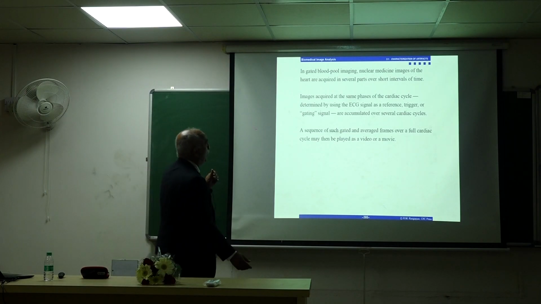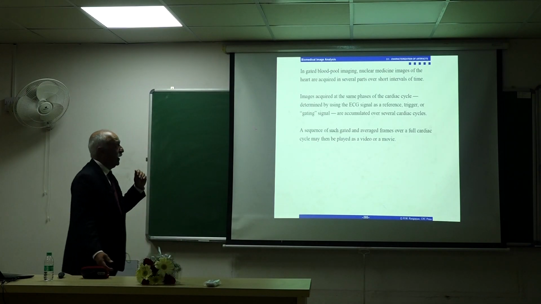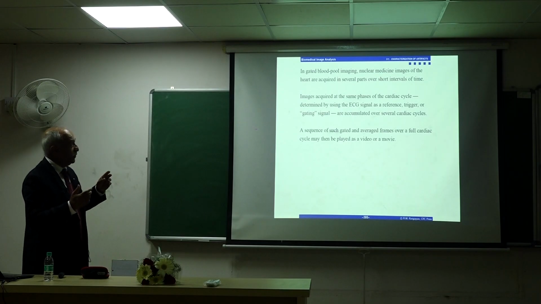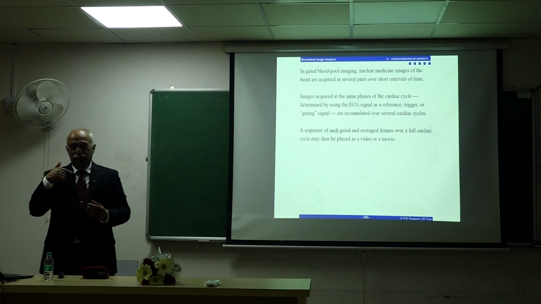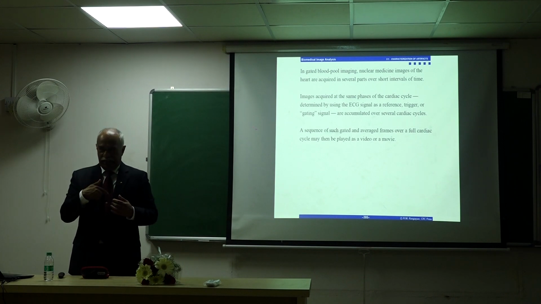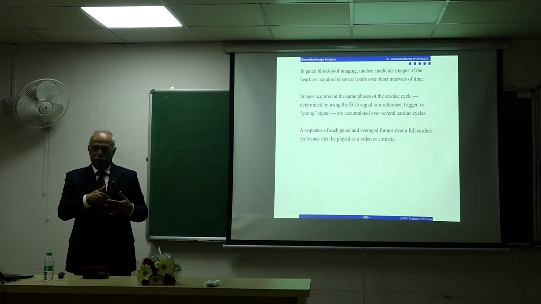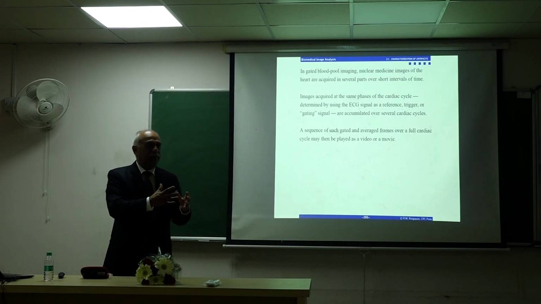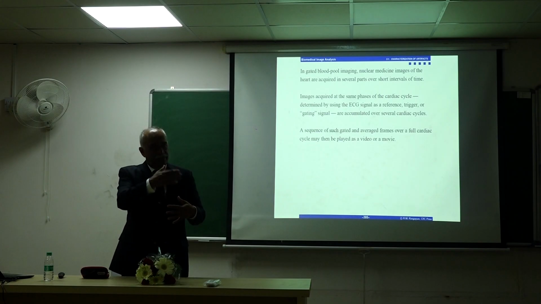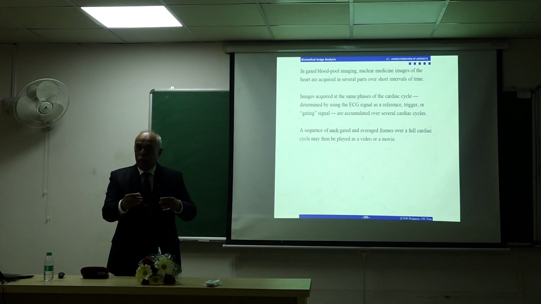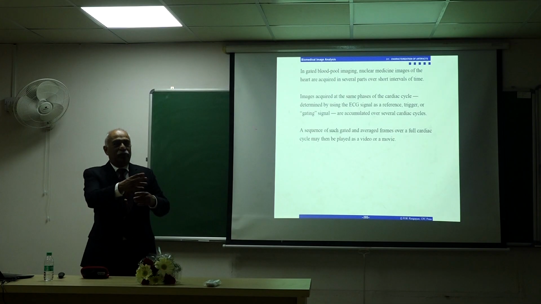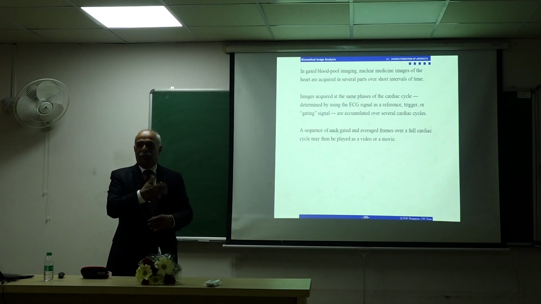In gated blood pool imaging, nuclear medicine images of the heart are acquired in several parts over short intervals of time. If you take a picture in nuclear medicine imaging, a radio isotope is injected and it is tagged so that it goes to a particular part of the body, such as the left ventricle, and then you take pictures. But to take a picture, it takes several seconds. The gamma camera needs to count photons over a few seconds. But over a few seconds, the heart has gone through multiple changes depending on the heart rate.